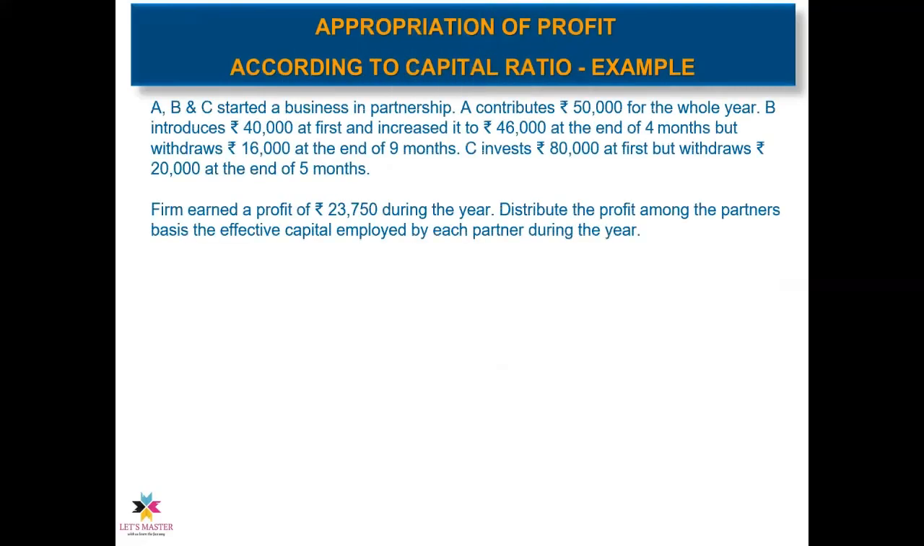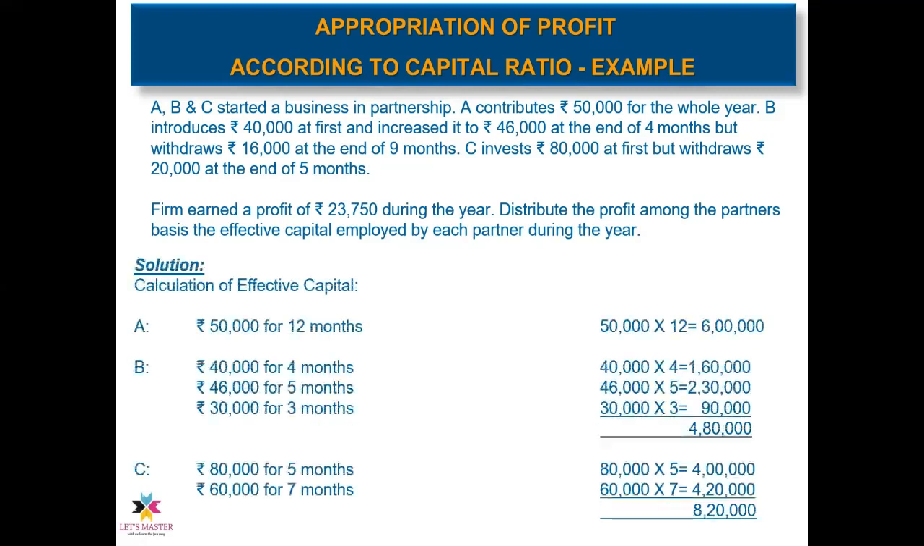So here is an example. A, B, and C started a business in partnership. A contributed 50,000 for the whole year. B introduced rupees 40,000 at first and increased it to 46,000 at the end of 4 months, but withdrew rupees 16,000 at the end of 9 months. C invested 80,000 at first, but withdrew rupees 20,000 at the end of 5 months. The firm earned a profit of rupees 23,750 during the year. Distribute the profit among the partners on the basis of the effective capital employed by each partner during the year.